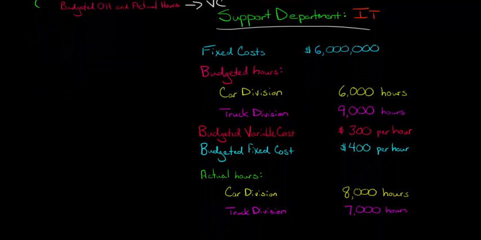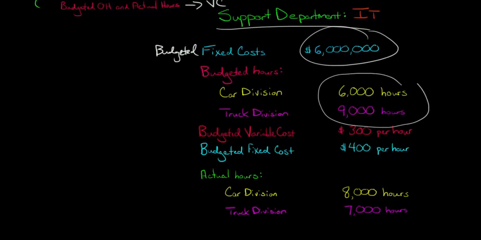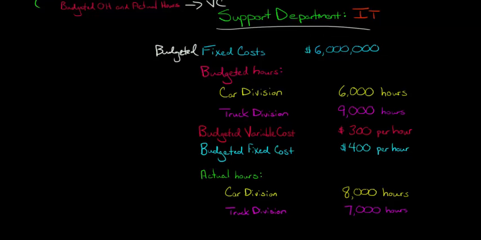So here are the costs for our support department. We've got $6 million in fixed costs that are budgeted. This is budgeted fixed costs for our support department. And then we've got some budgeted variable costs. So the budgeted variable cost is going to be $300 per hour. Now the budgeted fixed cost is going to be $400 per hour. I just put that here, but you could have also calculated it by just taking the fixed cost of $6 million and dividing it by the 15,000 hours that are budgeted for the car division and the truck division, right? So these are the budgeted hours.